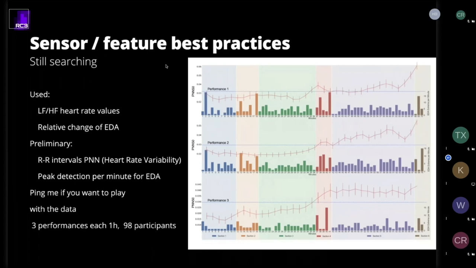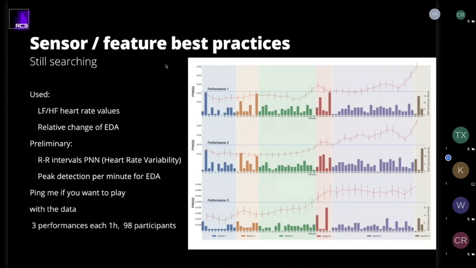If you're interested, I'm happy to share the data with you. So we have three performances, each around an hour, and 98 participants in total. And we have the heart rate data, the EDA data from the two fingers, as well as the motion data as well. We haven't used the motion data at all, except for filtering out a little bit the EDA and heart rate data, because if you're moving a lot, you will have some errors and some problems, some motion artifacts in it.